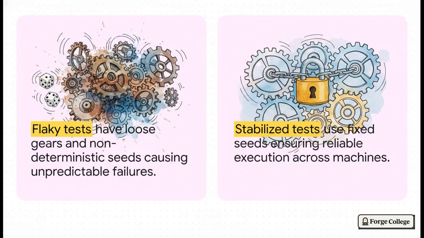Think of the nightmare of flaky tests as loose, rattling gears caused by non-deterministic seeds. They are guaranteed to fail unpredictably exactly when your reviewer runs them. On the flip side, we have deterministic, stabilized tests. These are locked gears. By exporting fixed seeds via a test config file, you're absolutely guaranteeing reliable execution across every single machine that runs the code.